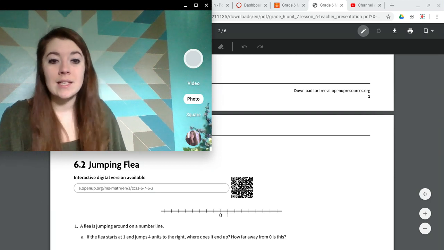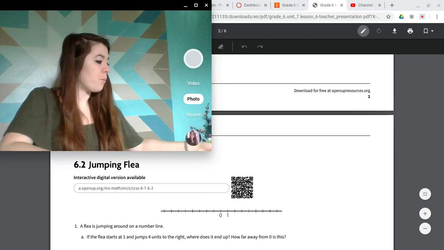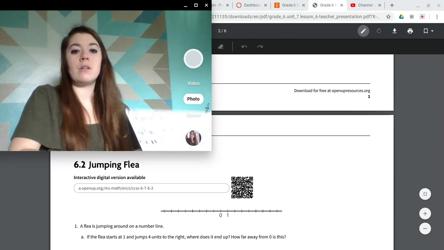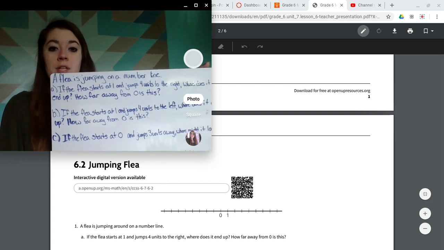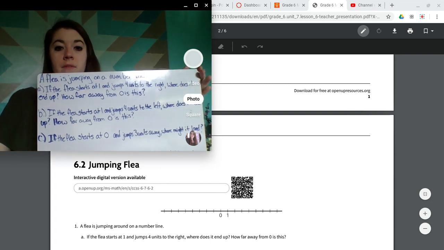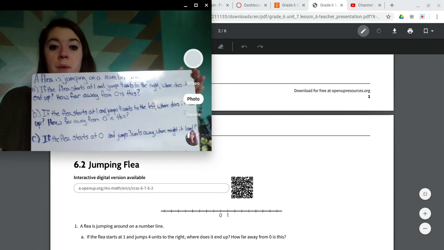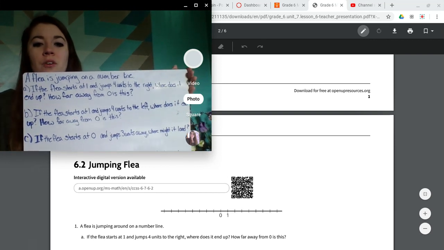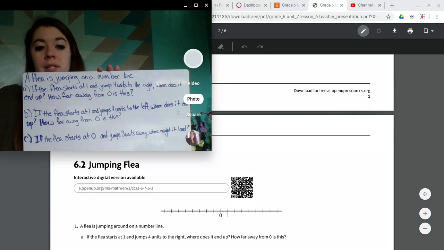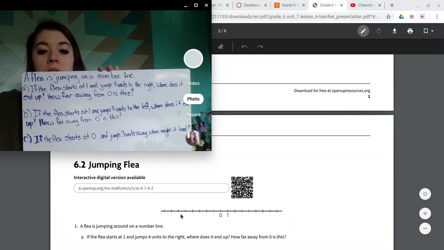It is lesson 6 from our workbooks. So we are looking at absolute value and numbers on the number line. See if I can get this positioned properly. Okay, so as you can tell, we have our jumping flea. A flea is jumping around on a number line. We've got our number line right up here.